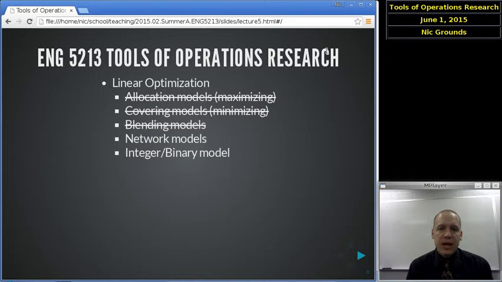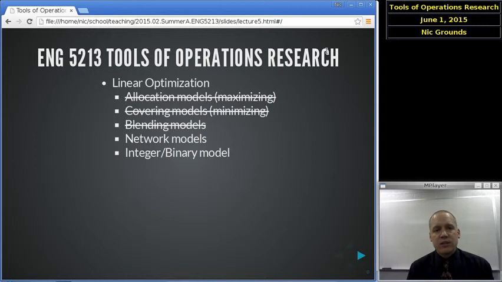Last lecture, we began talking about allocation models, covering models, and ended talking about blended constraints and blending models, all of which were linear optimization models. Linear optimization models are special in that the objective function, which you are trying to either maximize or minimize, is a linear function of the decision variables, the things that we can change or decide on, the things we want the model to choose optimal values for.